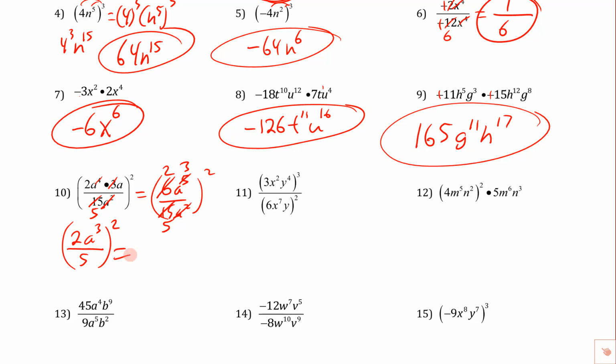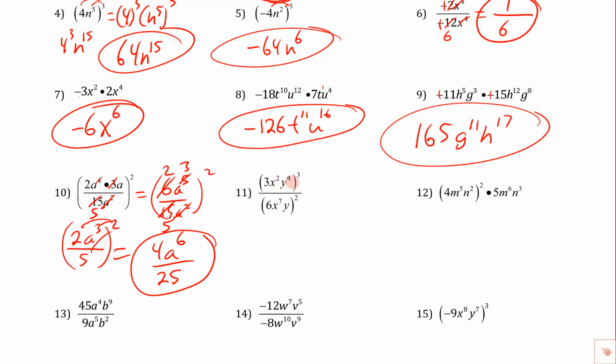Now we can apply the squaring from the outside the parentheses. So we're going to square each one of these. 2 squared is 4. A cubed squared is going to be a to the, remember, power to a power, we multiply these, so that's going to be to the 6th. And then 5 squared is going to be 25, and that right there is the answer. And you'll notice the similarities and the difference between 11 and 10.